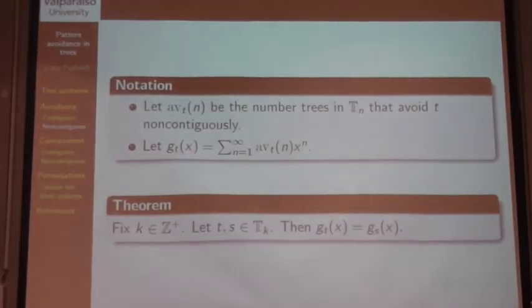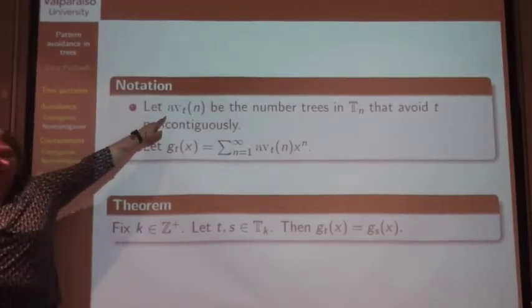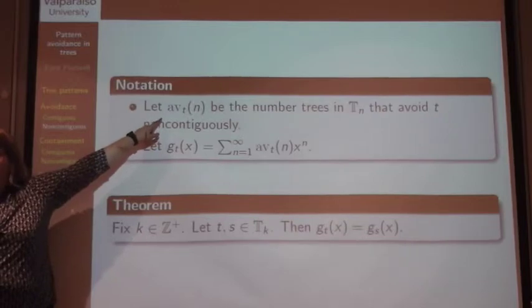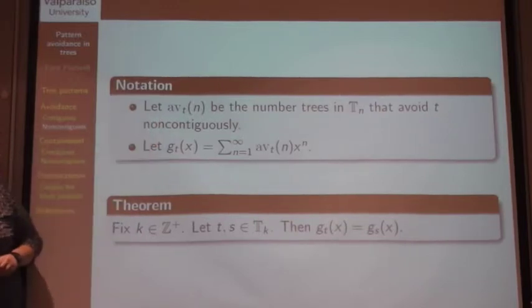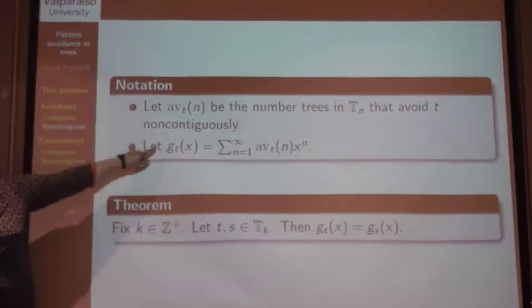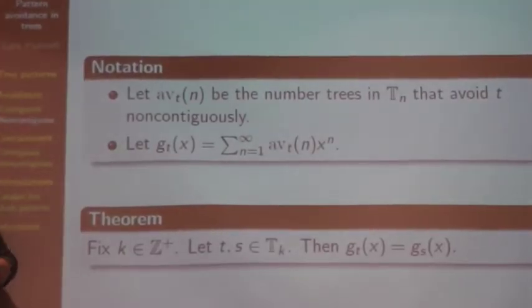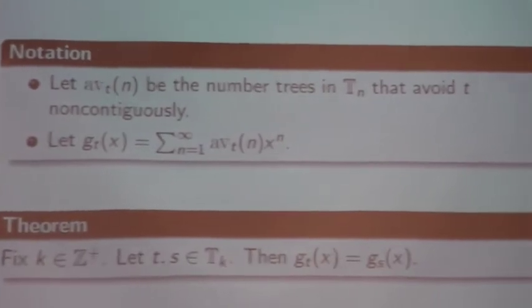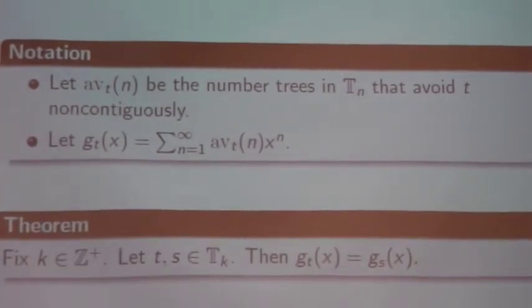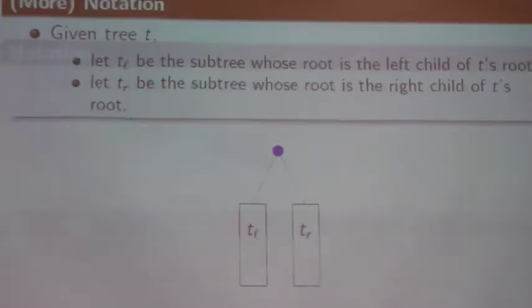So here's our definition. Notice instead of A, like I was using for contiguous trees, I'll use AB now when I'm talking about avoiding non-contiguous trees. And I'll let G sub t be the ordinary generating function for the sequence you get from avoiding tree T non-contiguously. And it turns out, pick your favorite positive integer, pick two trees with that number of leaves, you're going to get the same generating function. So I'm going to convince you why this is true.